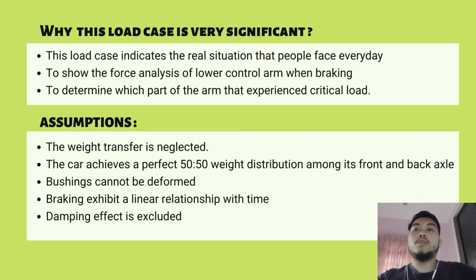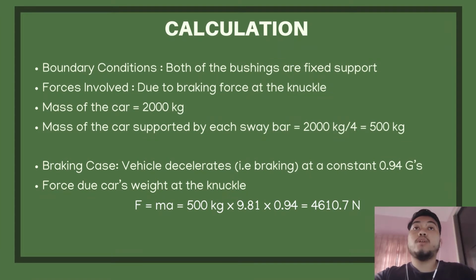And most of the assumptions are quite similar to load case 1. Note that these assumptions are made only for this project, and for real life situations, it will produce different results. For the calculation, first we need to consider the boundary conditions, which is that both of the bushings of the lower control arm are fixed supports. This simply means that the damping effect does not occur because we assume the bushings are rigid. The force involved in this load case is due to the braking force that occurs at the knuckle of the lower control arm.